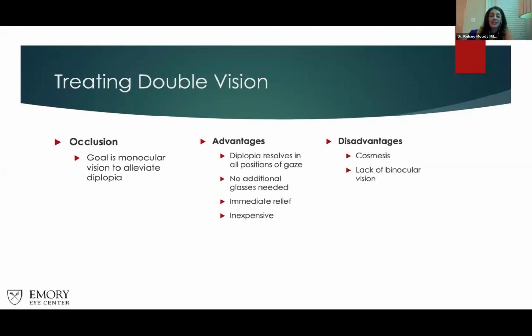And so because of that, sometimes they prefer to be occluded. They also don't need additional glasses. Sometimes you can even do this with a contact lens, which can be cosmetically an advantage. And it also gives them immediate relief and is inexpensive. So it's still something to always think about in the acute stage, but sometimes even in the chronic stage as well.